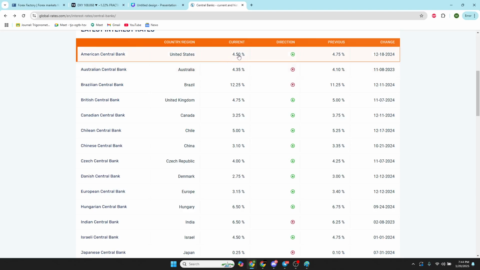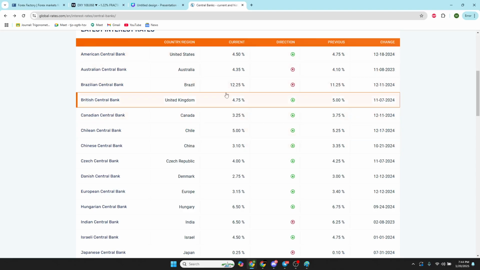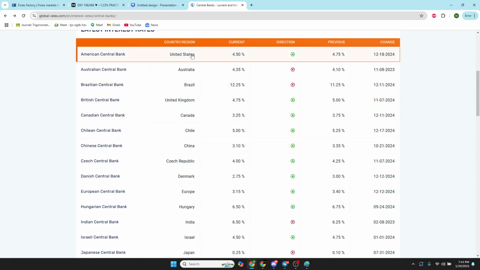Remember, with interest rates, you want to have higher interest rates if you're looking for bullish pricing, because that shows investors that you're going to get more interest on your money if you invest into these specific currencies, basically, in these central banks.